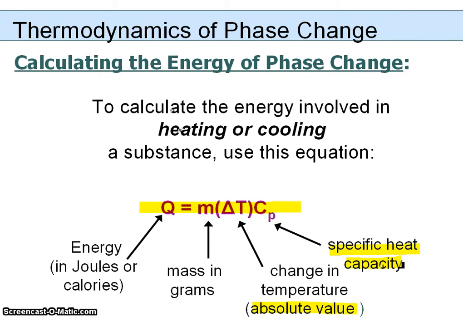If you are increasing the temperature, then Q is going to be a positive number. If you were decreasing the temperature, then technically this would be a negative number, so you would have a negative Q. Negative Q just means that energy is being released. To simplify this for our calculations, we're just going to use the absolute value of the temperature change, and then we're just going to have the absolute value of energy involved.